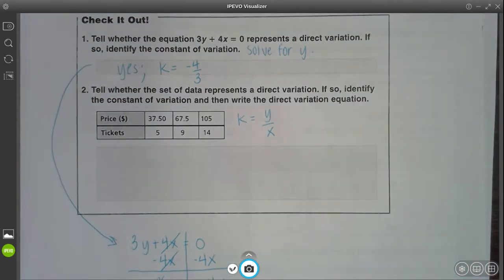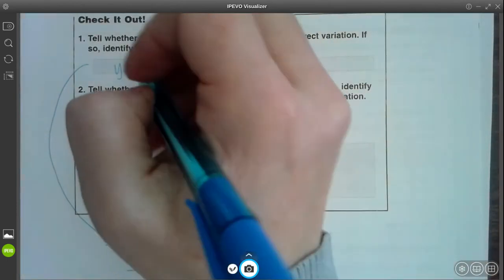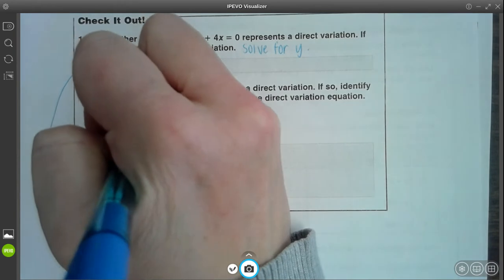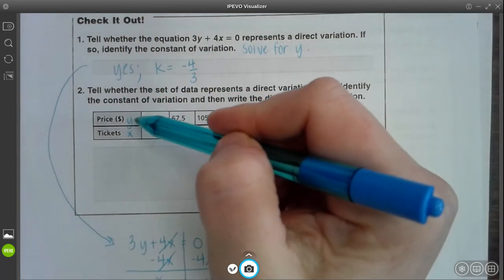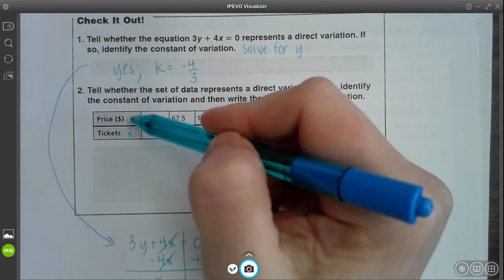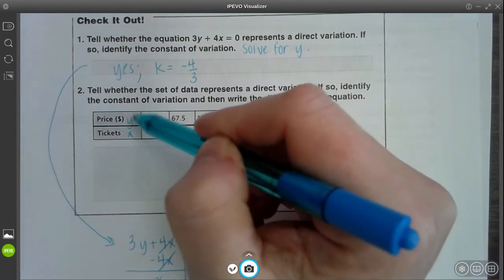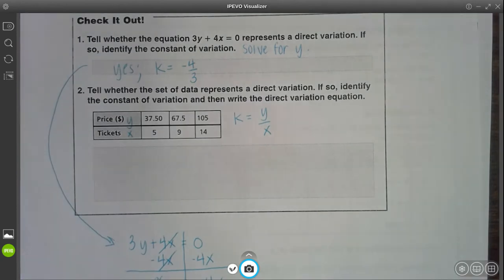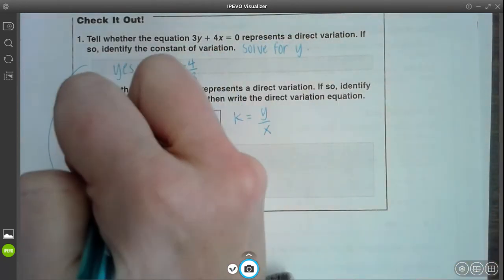Okay, so now I don't really like, again, how they have this laid out. In the notes, they tend to put the y on top of the x. The price is going to be our dependent variable because price depends on how many tickets you buy. So price is usually going to be that y value. So in this case, we're going to take all of our y's and divide by x's.